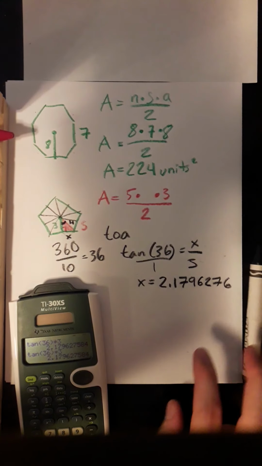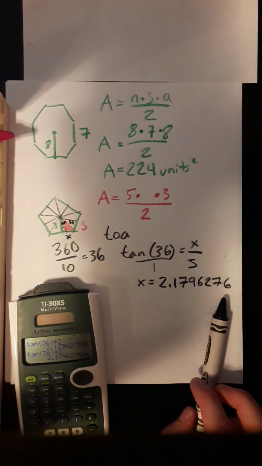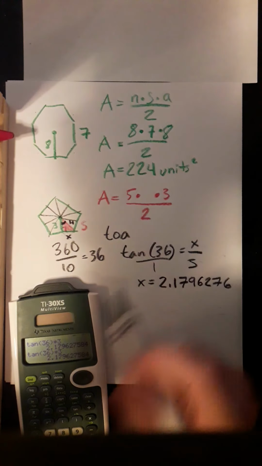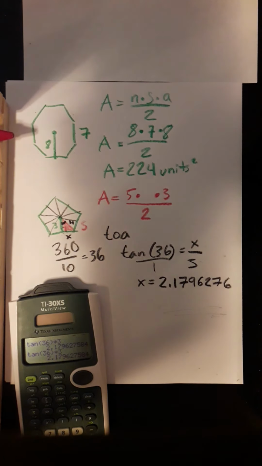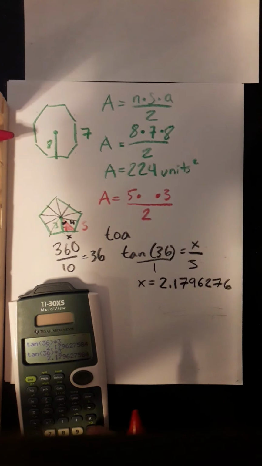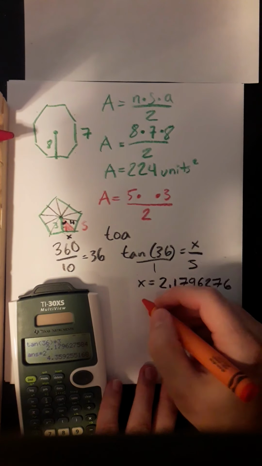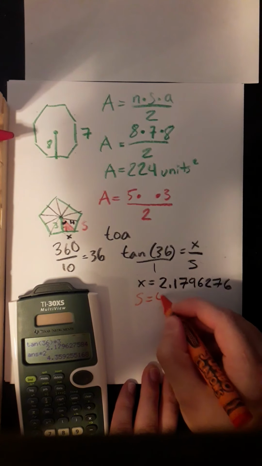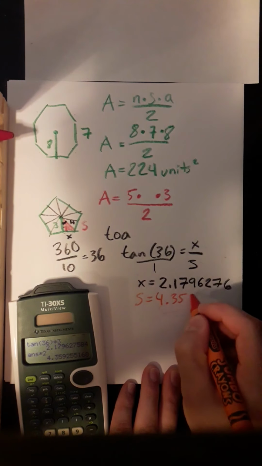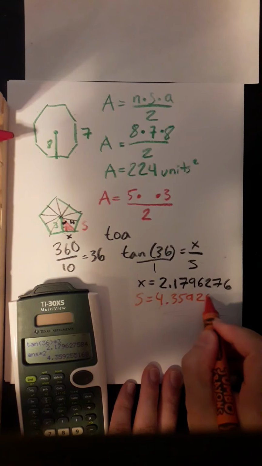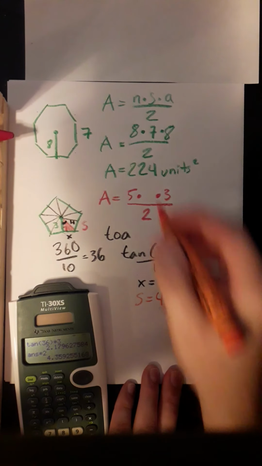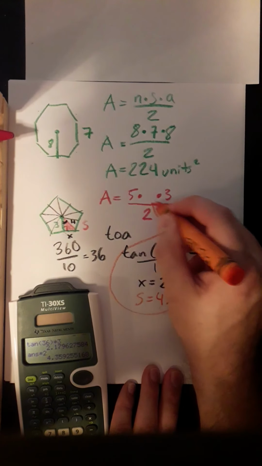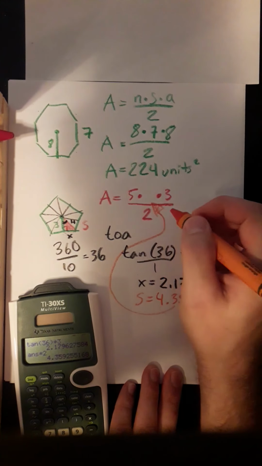Okay, now, is this my side length? This is where you all say, no, that's half your side length. So what you're going to do is you're going to multiply this by 2. And that's going to give you a side length of 4.359255. And I'm going to go ahead and plug that in there. Okay?